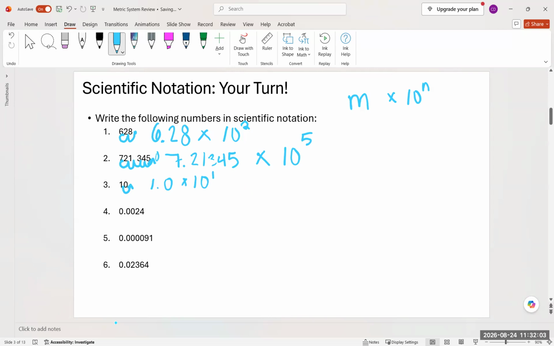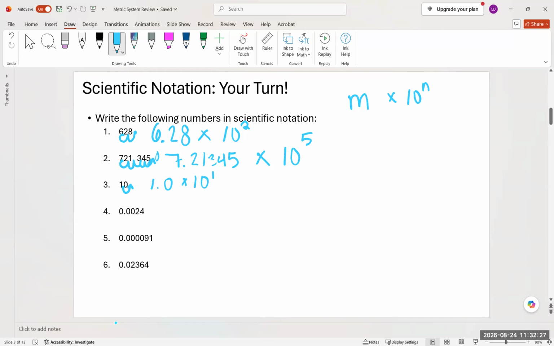Now notice what these examples have in common. The exponent is positive. So remember, if your starting number, so 628 or 10, is larger than 1, your exponent is always going to be positive. For the last 3 examples, notice that these numbers are smaller than 1, so we know our exponent is going to need to be negative.